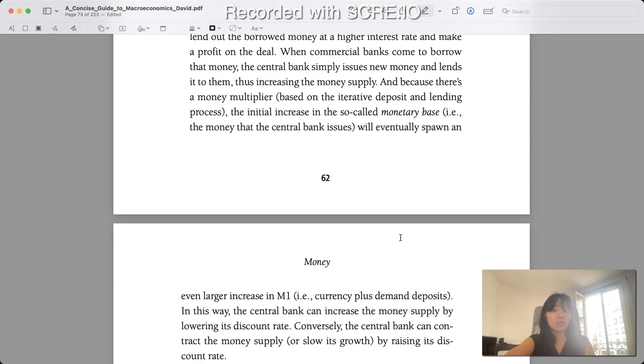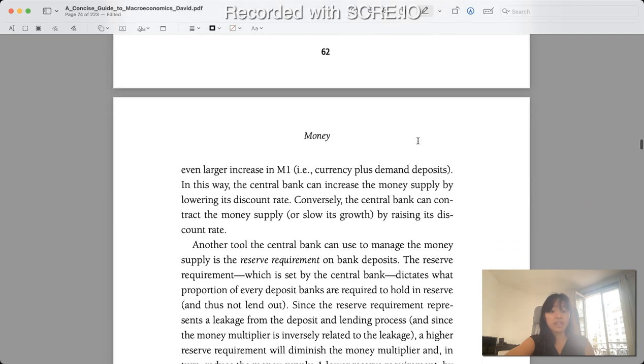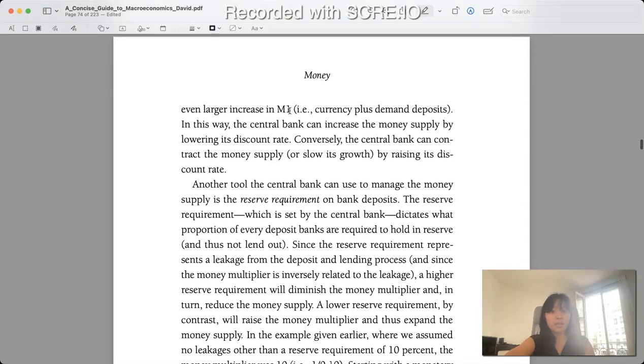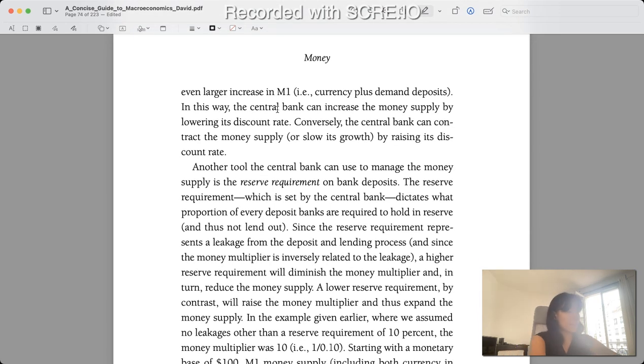And because there's a money multiplier based on the iterative deposit and lending process, the initial increase in the so-called monetary base, the money that the central bank issues, will eventually spawn an even larger increase in M1. So M1 is your currency plus demand deposits, so your checks. In this way, the central bank can increase the money supply by lowering its discount rate. Conversely, the central bank can contract the money supply or slow its growth by raising its discount rate.